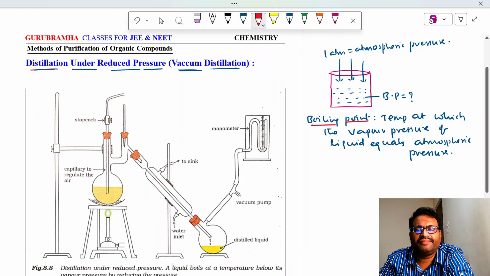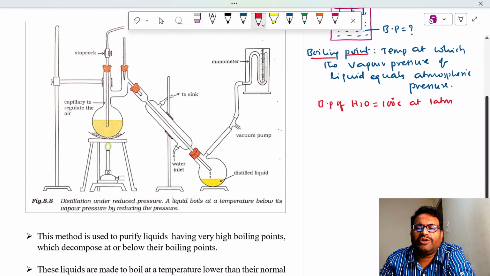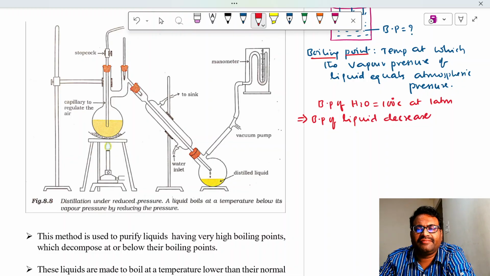Vapor pressure of liquid equals atmospheric pressure, and that is called the boiling point. We know the boiling point of water is 100 degrees centigrade at 1 atmospheric pressure. If you decrease the pressure, boiling point automatically decreases. So boiling point of liquid decreases on decreasing pressure over the liquid.